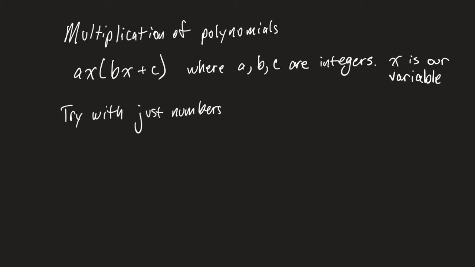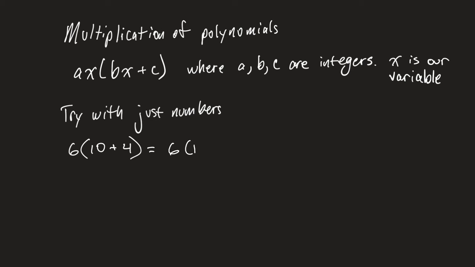Multiplying polynomials. Here we have a monomial of degree 1 times a binomial of also degree 1. A, B, and C are integers, and we're just going to use x as our variable. This is a very basic general example. But before we use the general example, what does this look like with just numbers? So let's say I have 6 times, and then parentheses, 10 plus 4. We just broke apart 14, so we can use an example like this, okay?